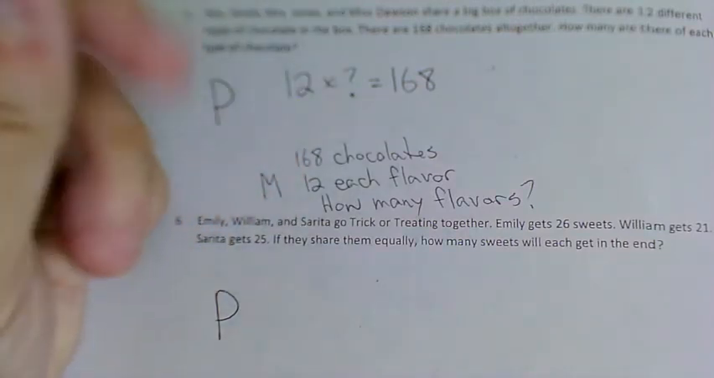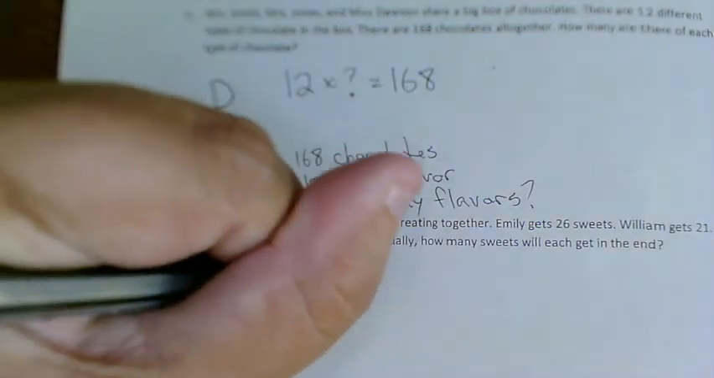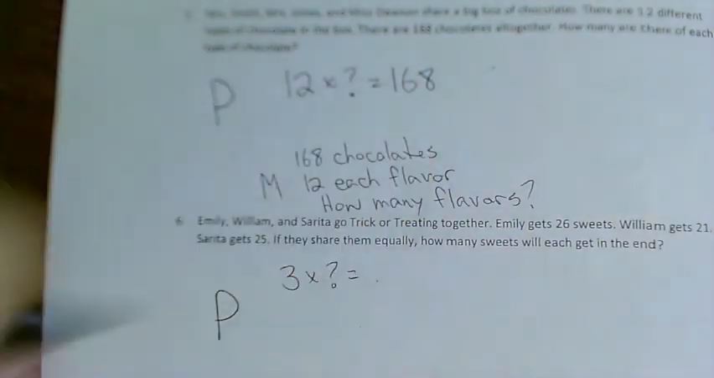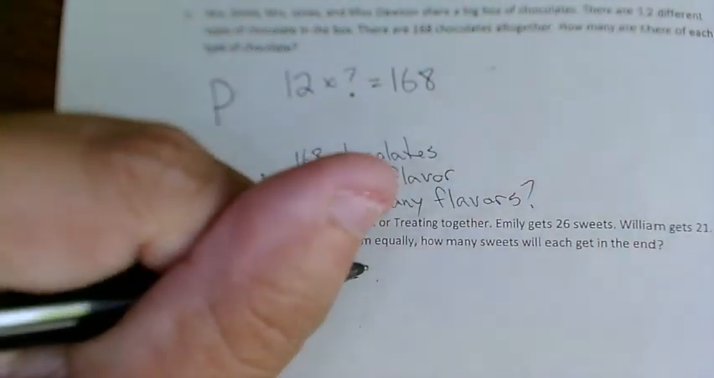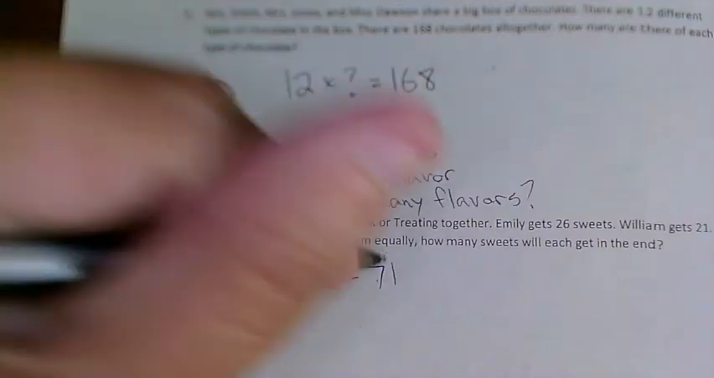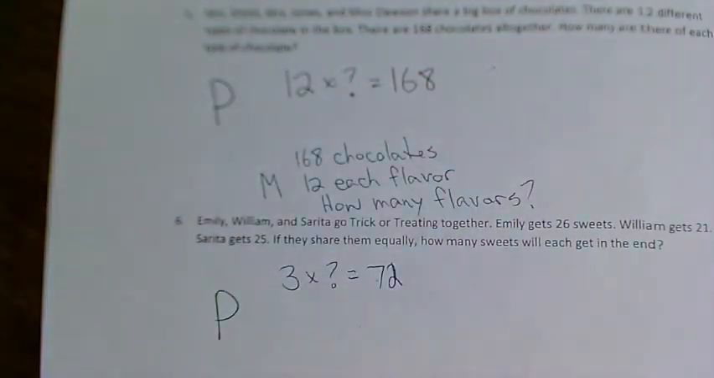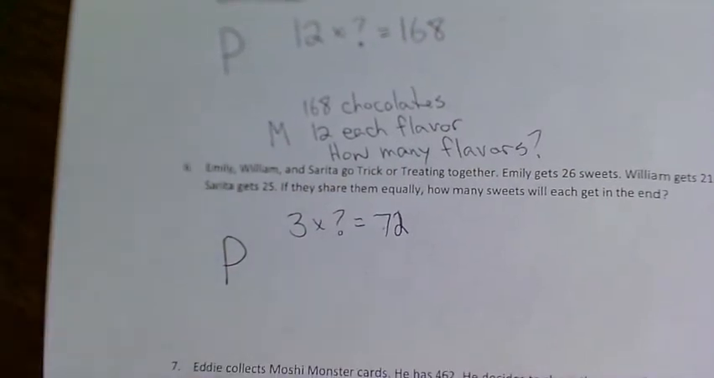So we have 3 kids getting how many pieces of candy apiece to get a grand total of, let's see, how many is that? 20, 40, 50, 60, 70. So I think it's 71. Maybe 72. So 32, 52, 72, yes. Okay, so 72. All right, so equally divided among the 3.